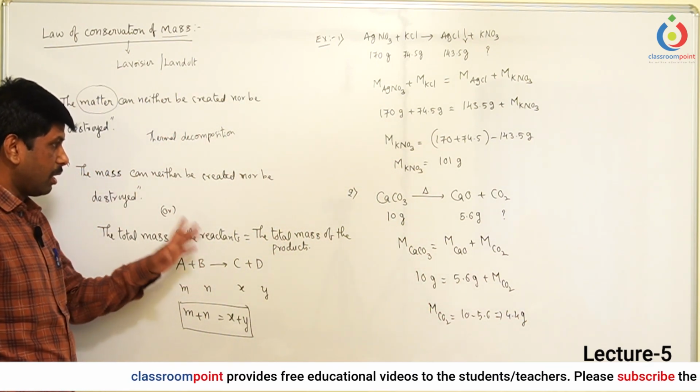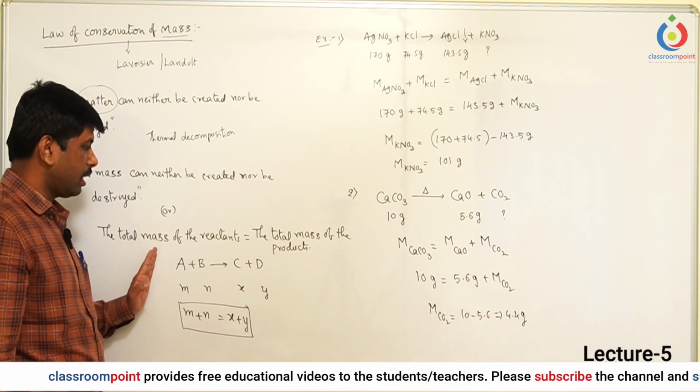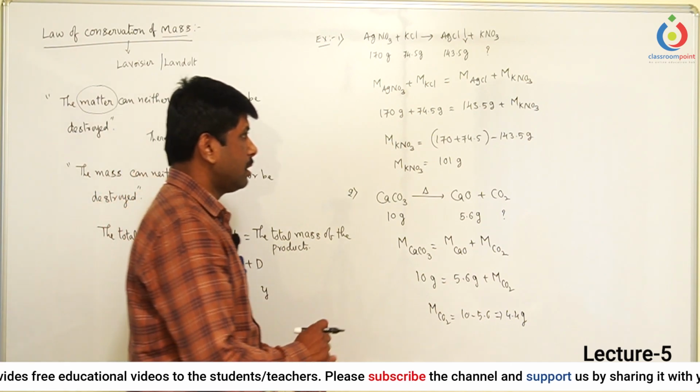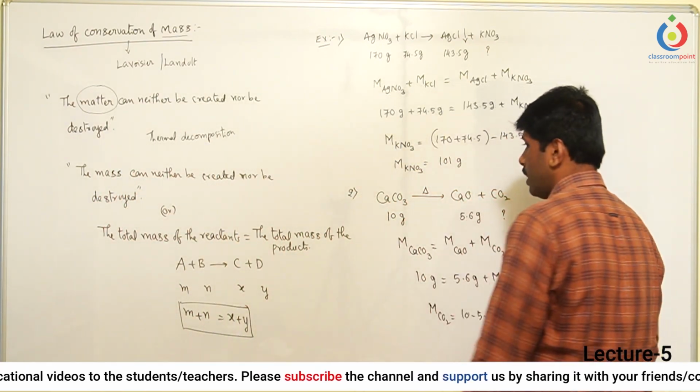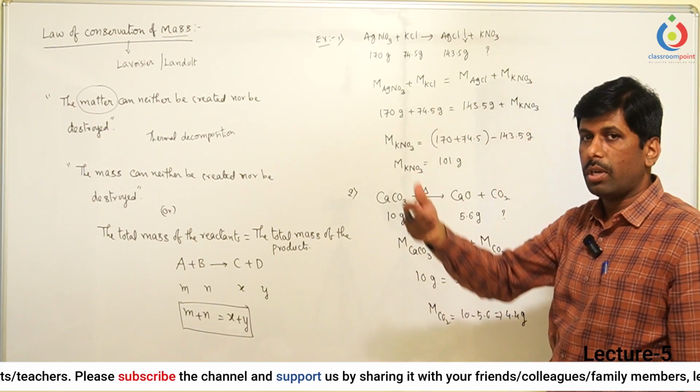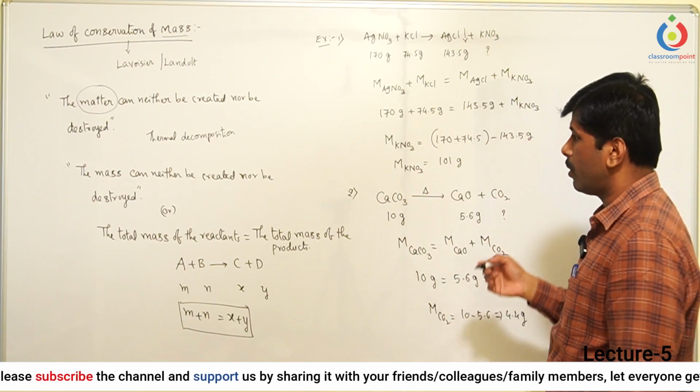So this formula we can apply only when the total reactants are converted completely into the products. Then what happens if the reactants are not completely converted into the products? That means only a partial amount of the reactants is converted into the products.